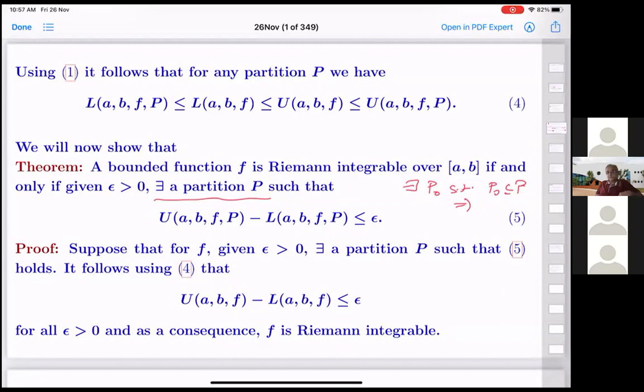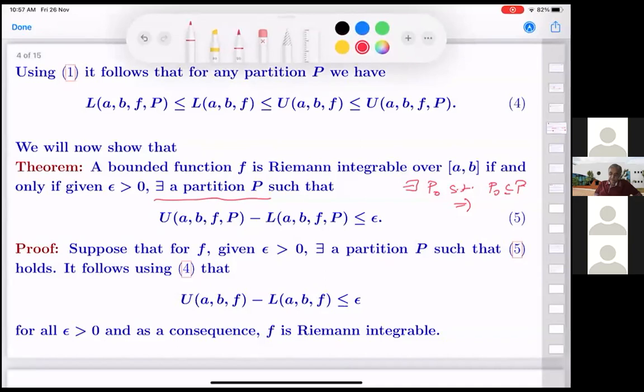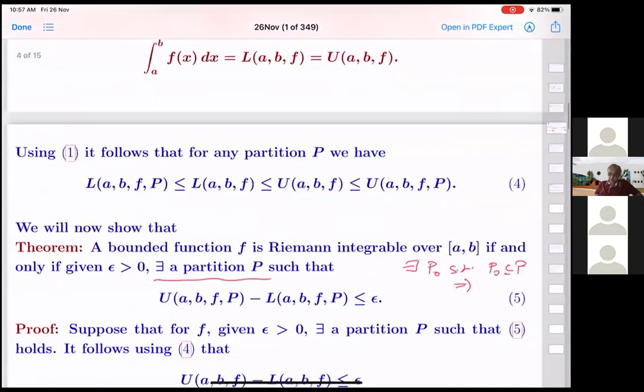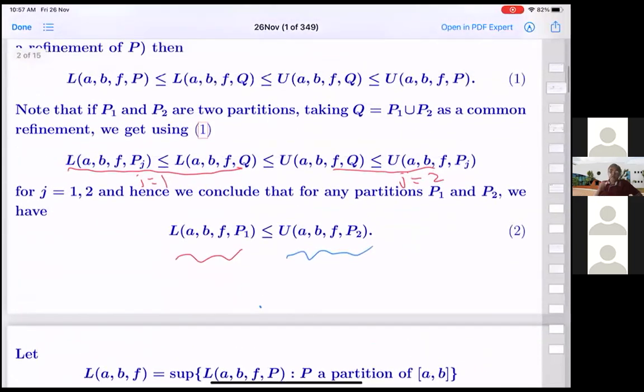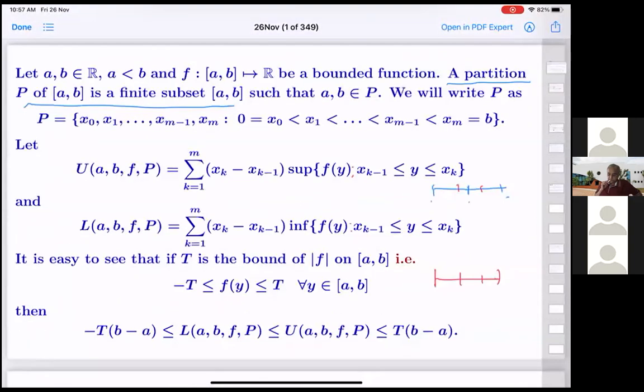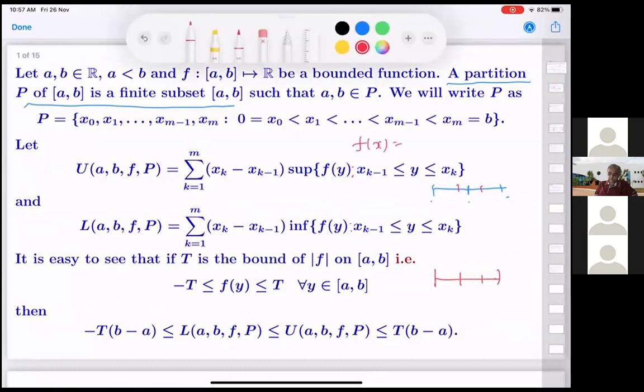Sir, why was it important for the function to be bounded? Well, if the function was not bounded, U and L could be infinity, one or both. Oh, okay, sir. So the supremum and infimum may not have existed. Yes, and various things that we are doing would fall apart.